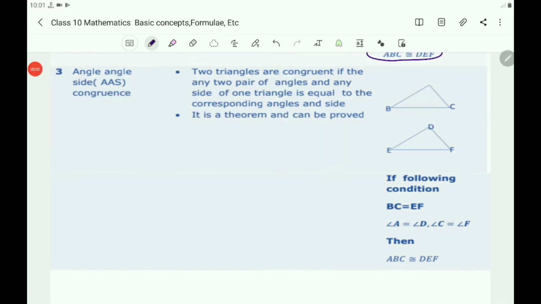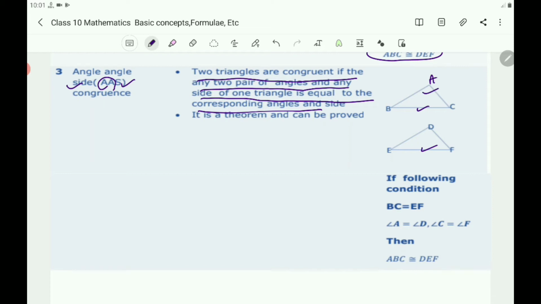Then one more congruence rule, AAS, angle angle side. Two triangles are congruent if any two pairs of angles and any side of one triangle are equal to the corresponding angles and side of the other triangle. So if you take these two triangles ABC and DEF, BC equals EF, angle A equals angle D, and angle C equals angle F. Any pair of angles you can take. Then triangle ABC is congruent to triangle DEF.